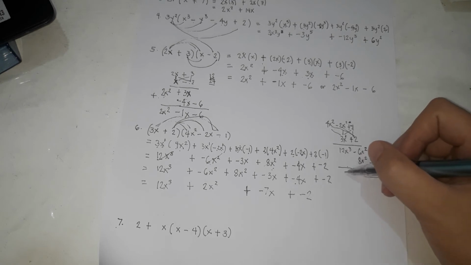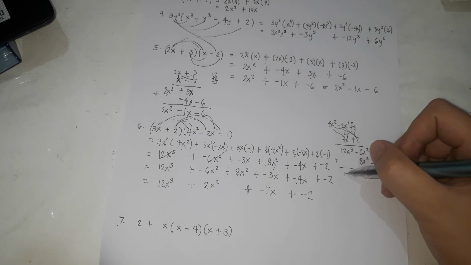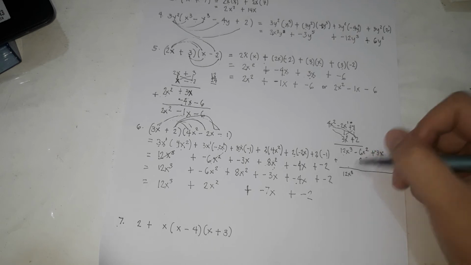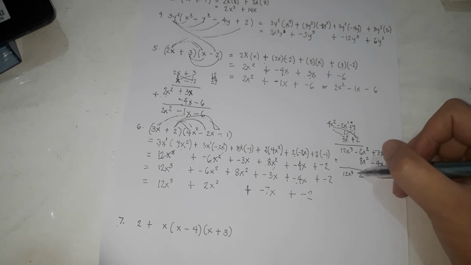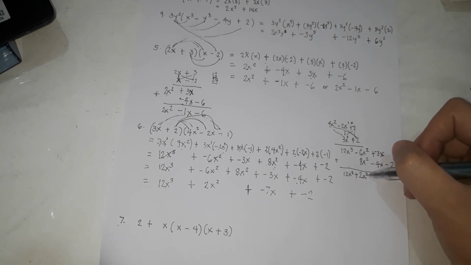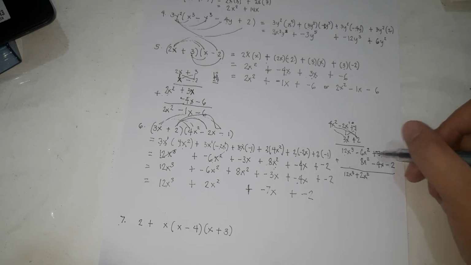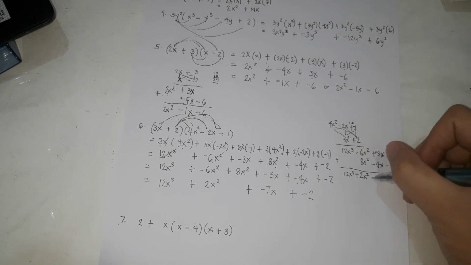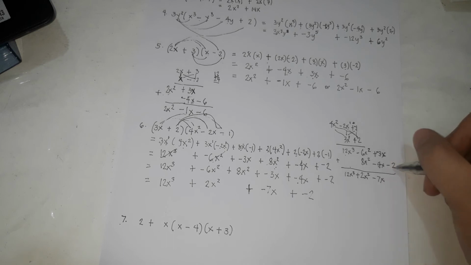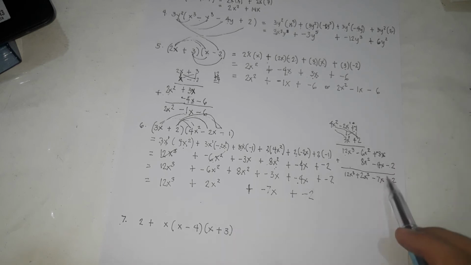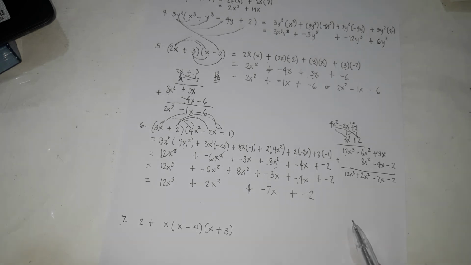So, bring down, plus. Bring down kasi wala siyang kapareho. Negative 6 plus 8, that's 2. Positive 2x squared. Negative 3 plus negative 4, that's negative 7x minus 2. So, as you could see, magkaparehong ating answer. So, we have correct answer.